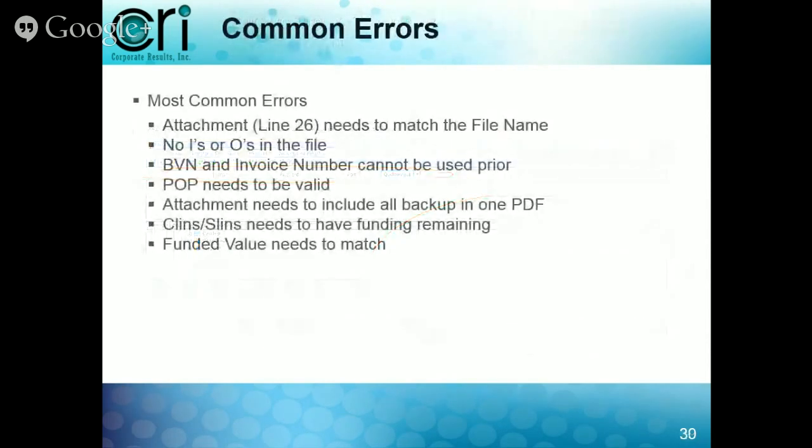Some common errors that occur. With attachments, line number 26 needs to match the file name. You heard me just say that previously when we were talking about the FTP product. So the file name of the WAWF bill and the file name of the attachment need to match, okay? You cannot use I's or O's in the file name. Government doesn't like that. The BVN and invoice number cannot be used prior. So in other words, no duplicates.